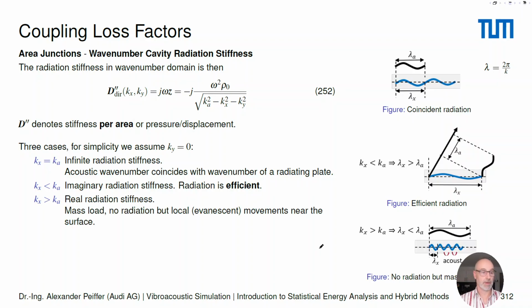Good. However, what would be the case when the kx is much larger than the acoustic wave number? This then gives a real radiation stiffness, and this is the so-called evanescent situation. Or again, arguing in the wave number field, you have a very tiny motion of your plate, and the air, which has much larger wavelength, cannot follow. So it means you just do some acoustic pumping. You are not radiating a wave.